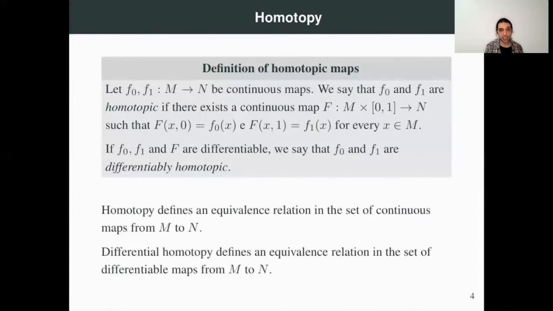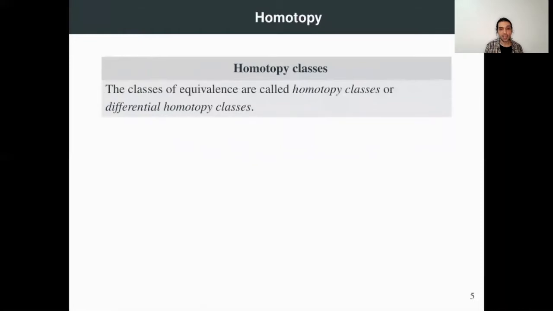Homotopy defines an equivalence relation in the set of continuous maps from M to N. That's not difficult to prove, actually. And moreover, differential homotopy defines an equivalence relation in the set of differentiable maps from M to N. These proofs are very similar to the proof that homotopy of paths, something that we need in order to define the fundamental group, defines an equivalence relation. So we have two different equivalence relations, at least a priori. And we are going to say that the classes of equivalence for homotopy are called homotopy classes, and the classes of equivalence for differential homotopy are going to be called differential homotopy classes.